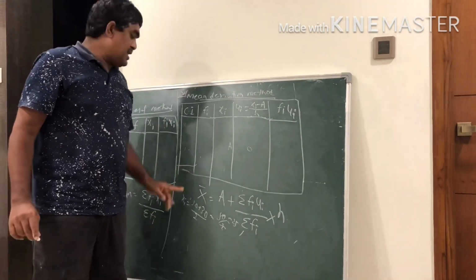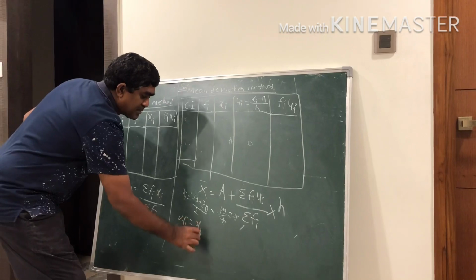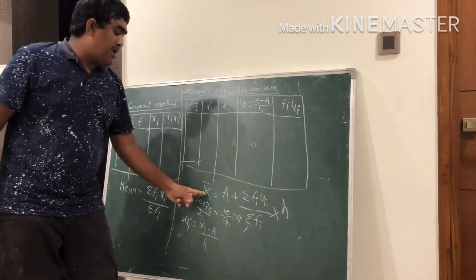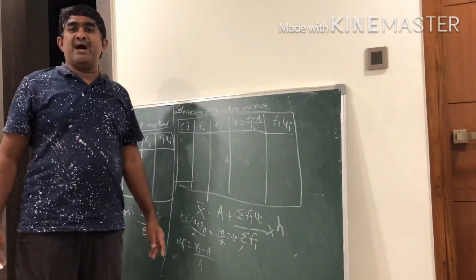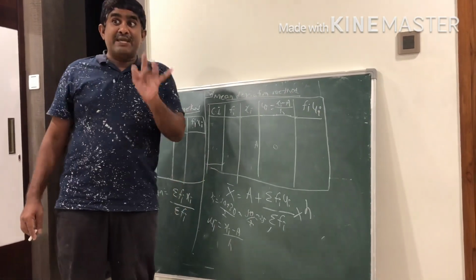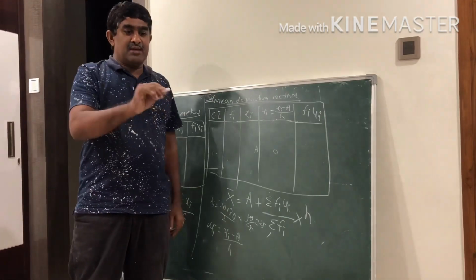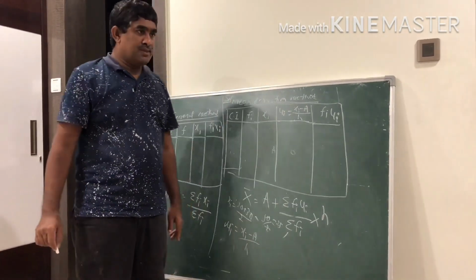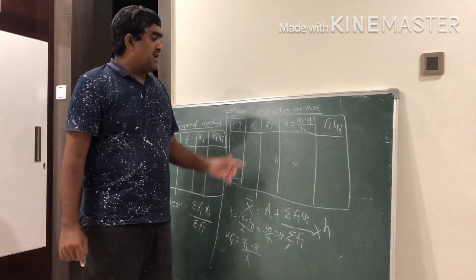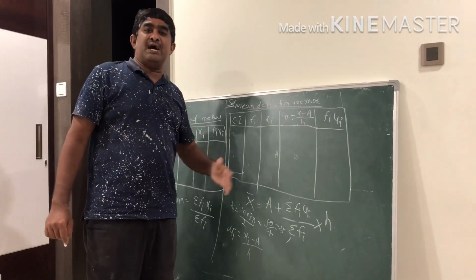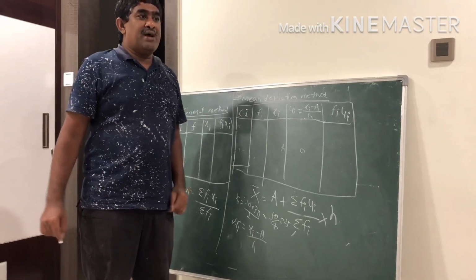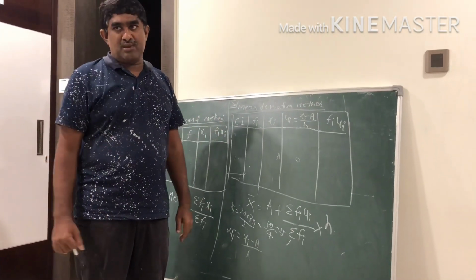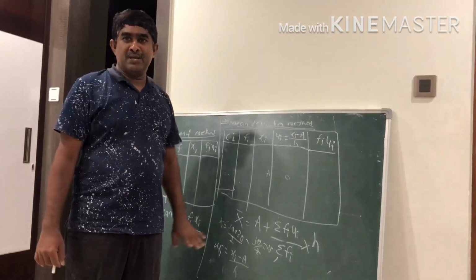Then you will get xi. After xi, you have to calculate mu i, which is xi minus a by h. Then down, you write the formula: mean equal to a plus sigma fi mu i by sigma fi into h. After writing the formula you have to explain each term: a equal to assumed value in the mid value, mu i equal to xi minus a by h, h equal to length of the class, sigma fi equal to sum of the frequency. Write in words, then write the formula again, substitute and answer. Then you will get full marks. Very important: a 4 marks model question, either mean, median or mode.